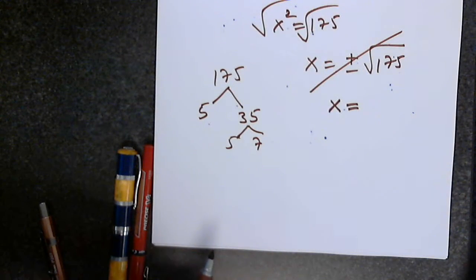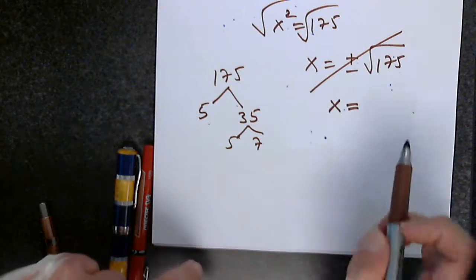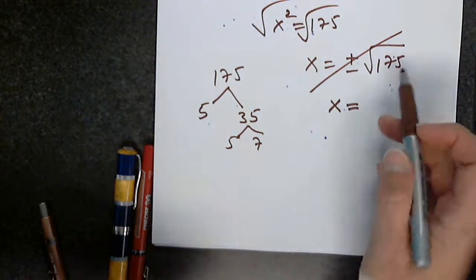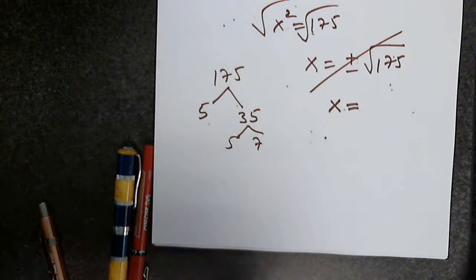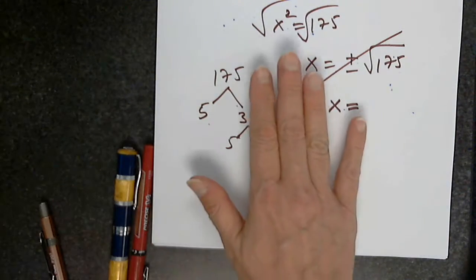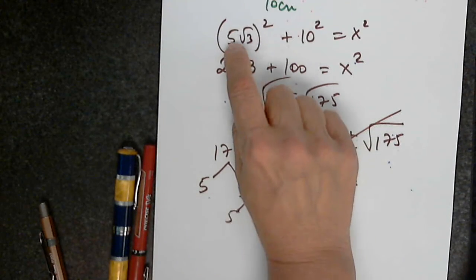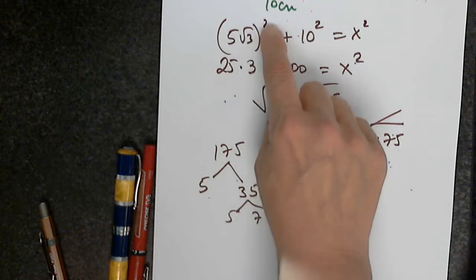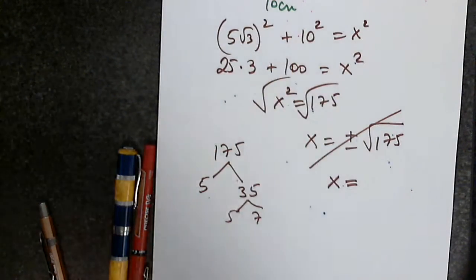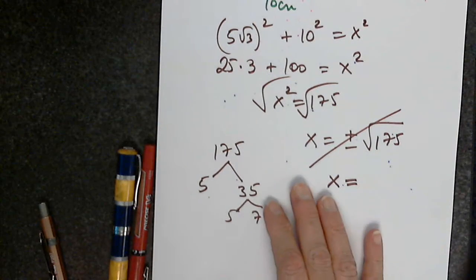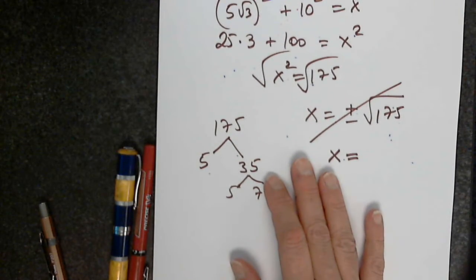Do you have to break down 175 exactly? Yes, because we learned in this chapter how to simplify the square root of 175. I got a question. Please. Let's go back up to where it says 25 times 3 plus 100. 5 squared is 25. The square root of 3 squared is 3. My question is how do you bring back up the square root? What's the rule on that?